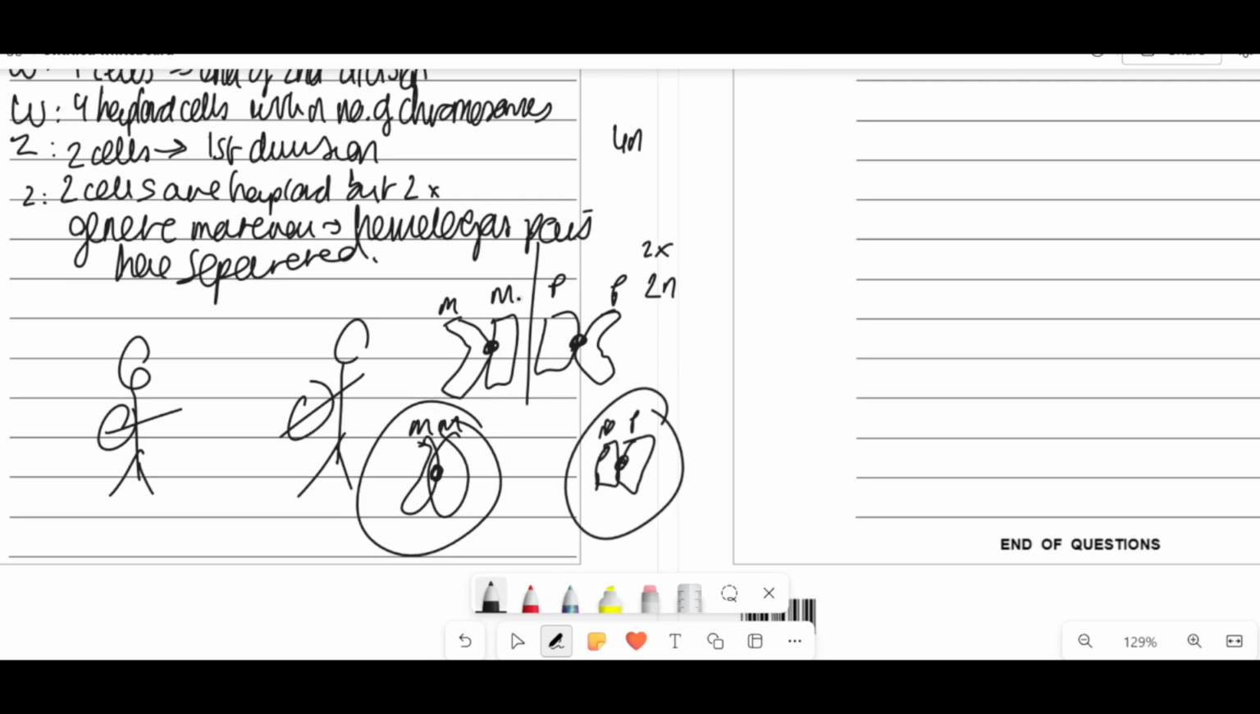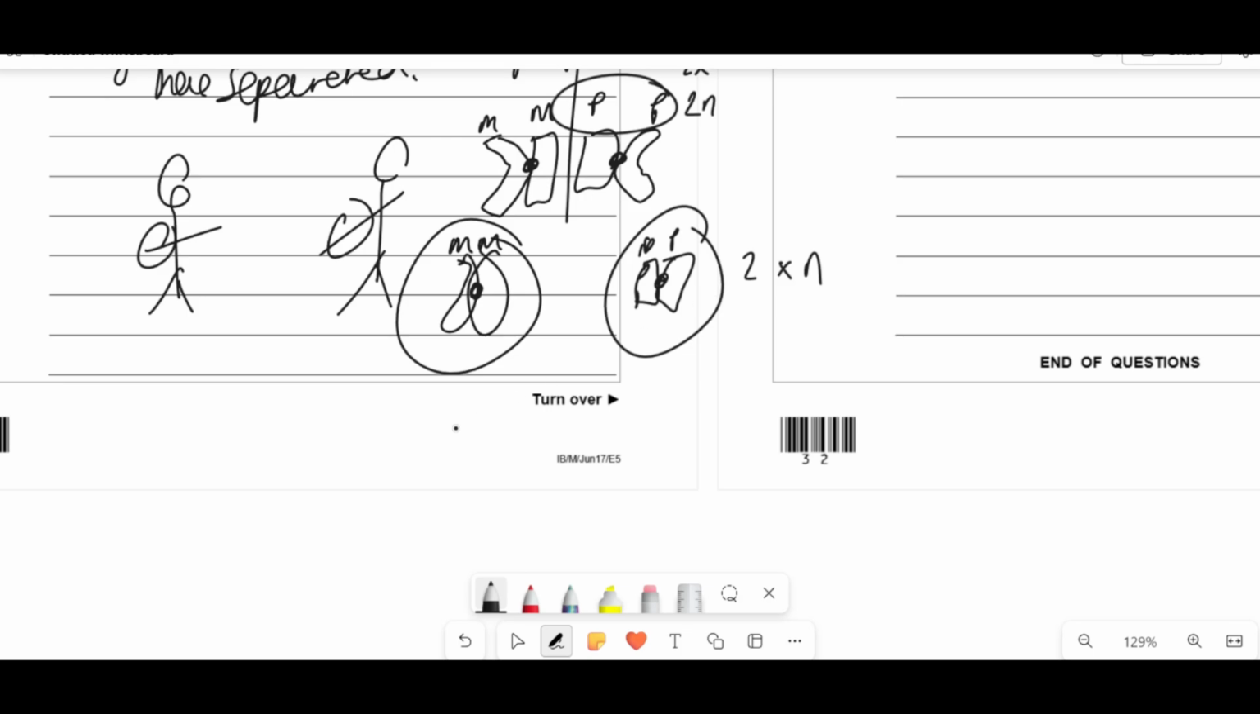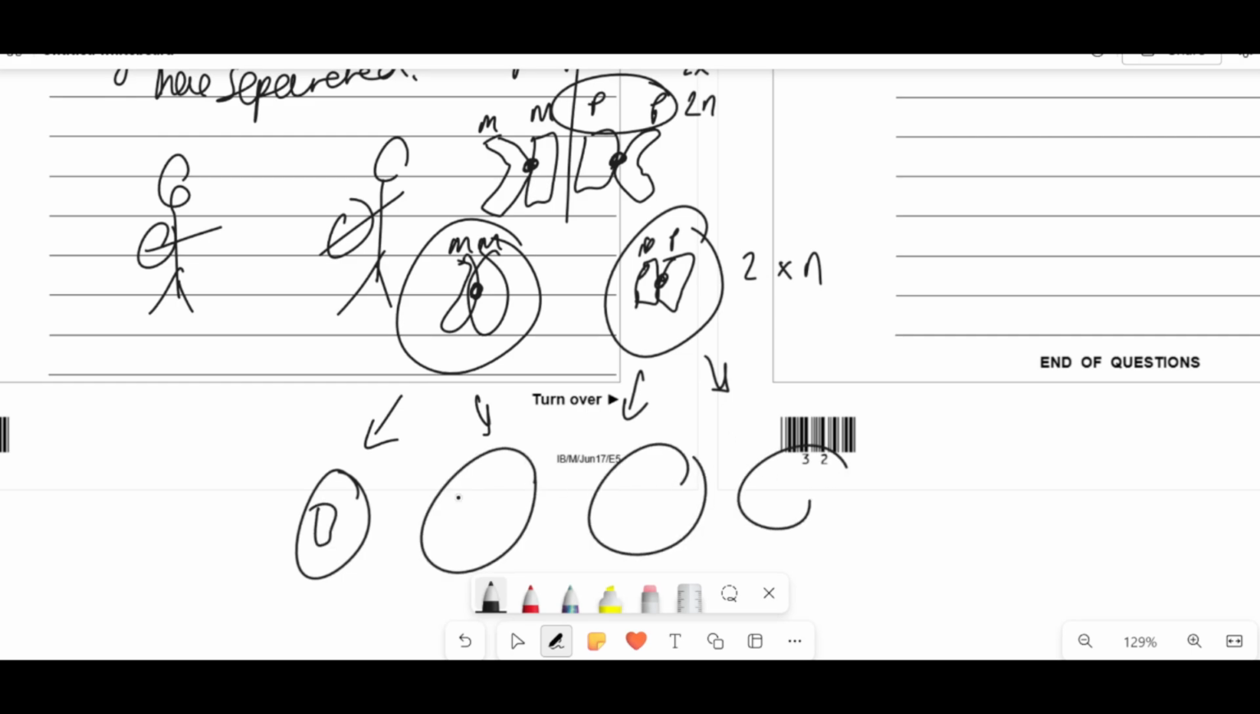Here, the homologous pairs are the same chromosomes from respective parents. So the maternals and the paternals have split. So the homologous pairs have split. So now you've got double the amount of n haploid because there's only maternal, only paternal. Then what happens? These sister chromatids then split, like this. So we have maternal, maternal, paternal, paternal.